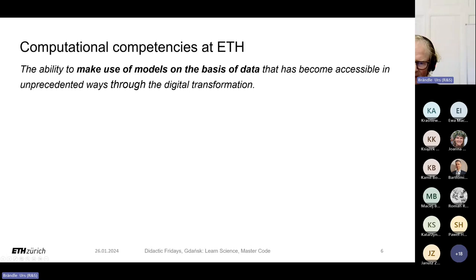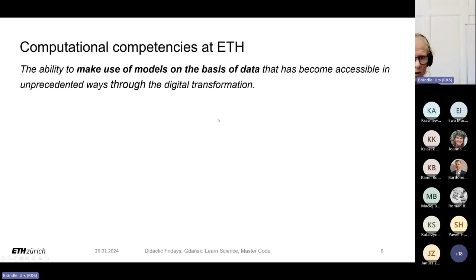A compressed form of definition is that computational competencies describe the ability to make use of models based on the huge amounts of data that have rapidly become accessible through the internet and through faster data ways and so on. There were also people who said, well, we could call it the data science initiative, but then there's also computational modeling that doesn't work a lot with data. So computational competencies is the term.